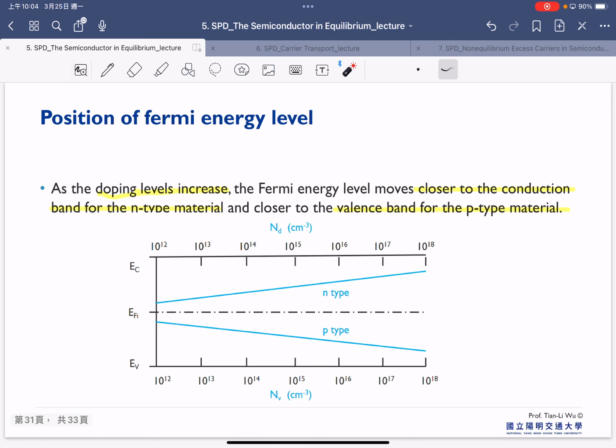And this graph summarizes what I just mentioned. This is low concentration, this is high concentration. Once you increase the concentration, your EF gets close to your conduction band. And this is for P-type: once you increase the concentration, your EF moves toward the valence band. The upper axis is for ND, and the bottom axis is for NA.